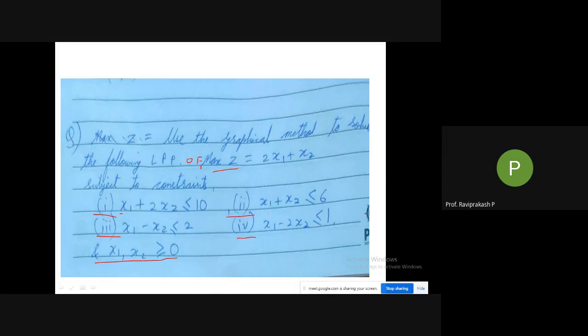Don't take too much time. If you are done with it, I'll not ask you any questions. Just tell me you are done, so that I'll show you the solution. Then you can compare your solution with my solution, whether you have got the same answer or not.